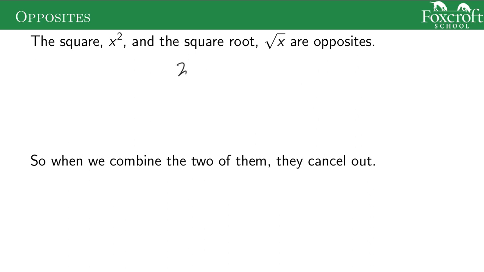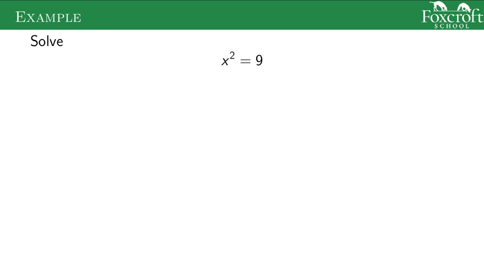2 squared is 4, and the square root of 4 is 2, right? You kind of switch these things. So when you combine these two things, they're going to cancel out. So the square root of something squared, or the square root squared, these cancel out and they just kind of disappear. We can use that to our advantage when we're trying to figure out the solution to an equation like this, x squared equals 9.